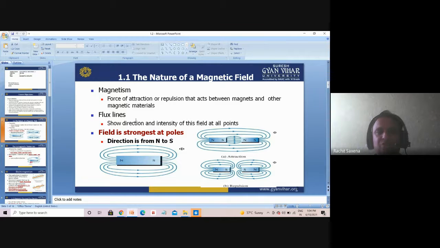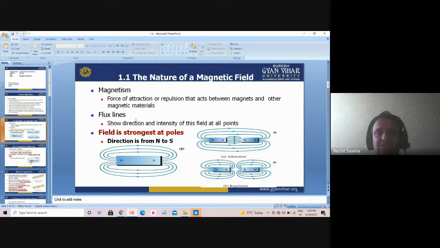So the force of attraction or repulsion that acts between magnets and other magnetic material is known as magnetism, or we can also say magnetic field. Magnetism is represented by the force of attraction or repulsion that acts between magnets or other magnetic material.